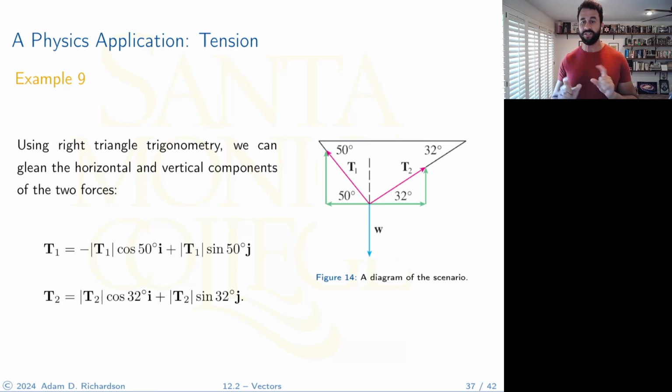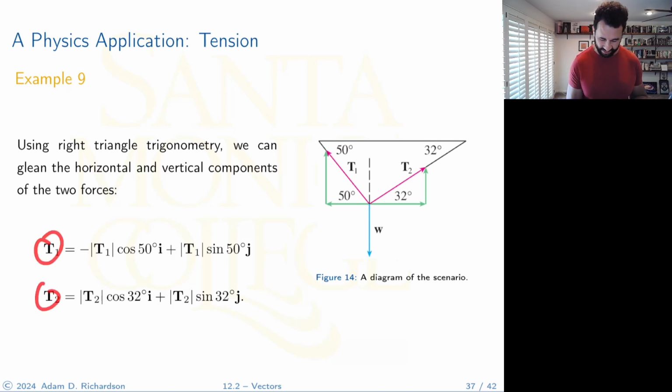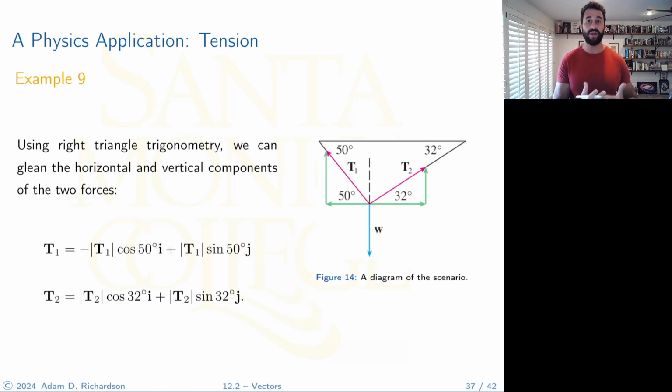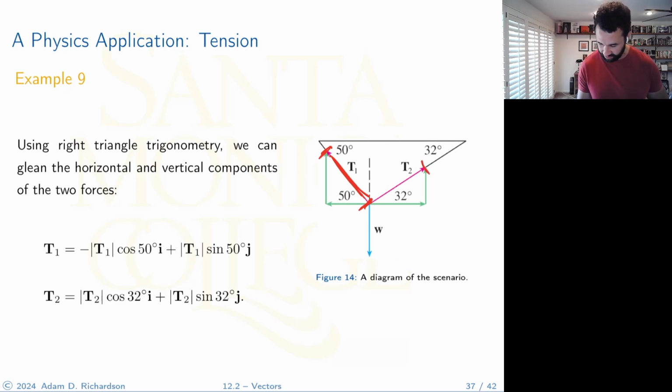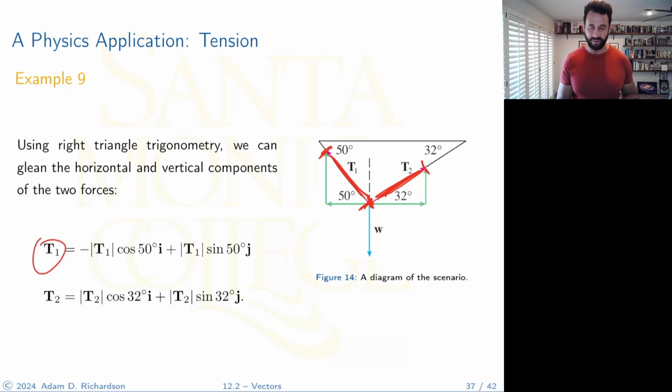But what we can do is write these vectors in terms of the standard basis vectors i and j. And this is where your right triangle trigonometry comes in, right? Because what we've got here is a length. This is the length of the vector T1, and this is the length of the vector T2. What you can do is decompose this vector T1 into its constituent, or I should say its component values. Let's look at this piece by piece.